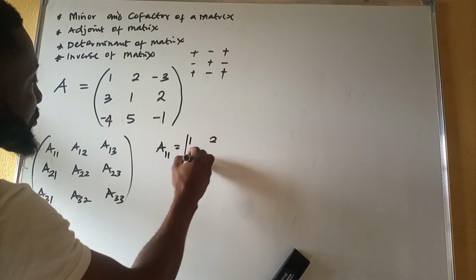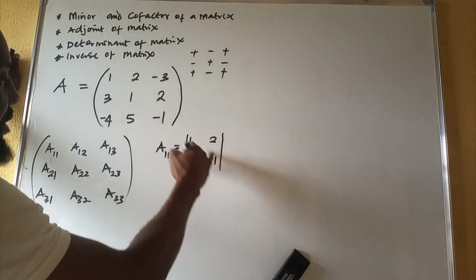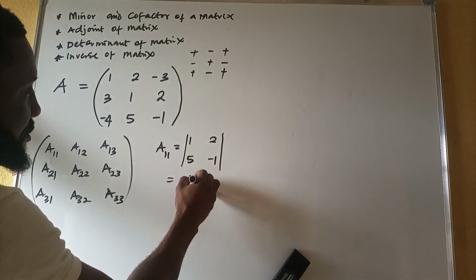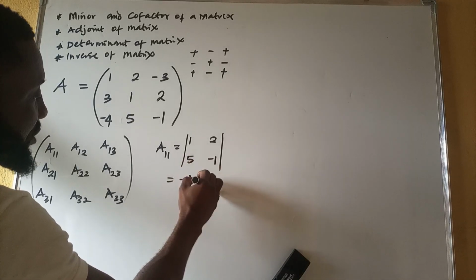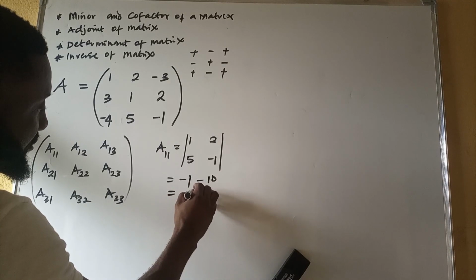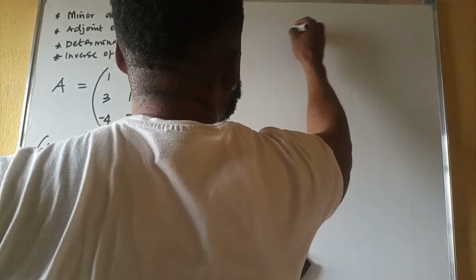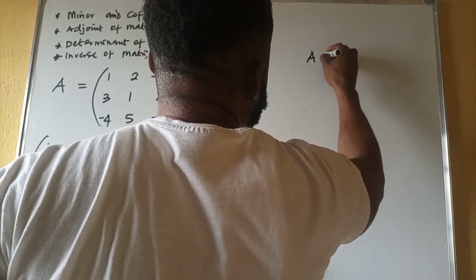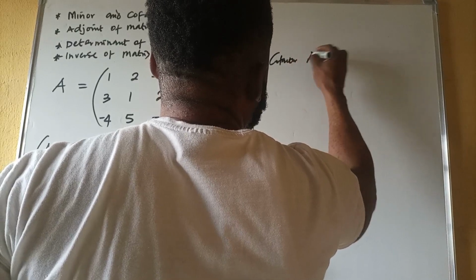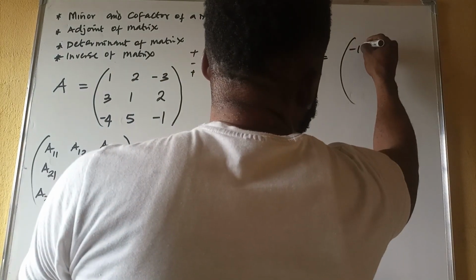I'll be left with 1, 2, 5, minus 1. The determinant of this: this times this gives me minus 1, and this times this gives me 10. So minus 1 minus 10 gives me minus 11. I am going to be putting the cofactors here, doing it simultaneously. So the first element of the cofactor of A is minus 11.